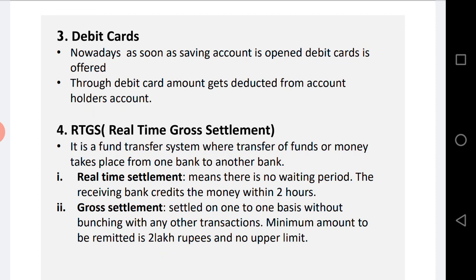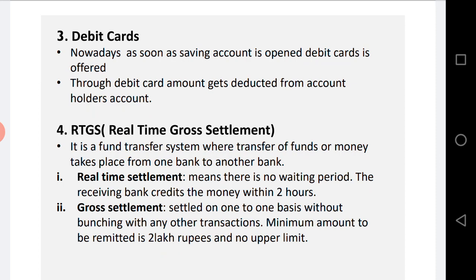Next is RTGS, that is Real Time Gross Settlement. It is a fund transfer system where transfer of funds or money takes place from one bank to another. With RTGS you can transfer your money from one bank to another bank. Now, they say that it is a real time settlement. Real time settlement means there is no waiting period. As soon as you carry out the transaction, the money will be credited into the account of the other party within 2 hours. That is what real time settlement is.